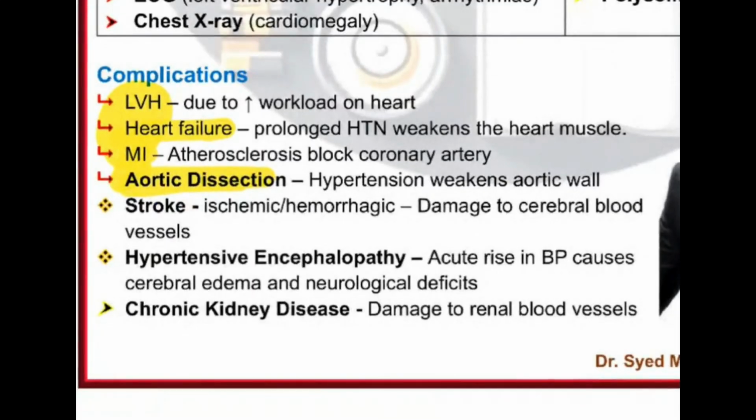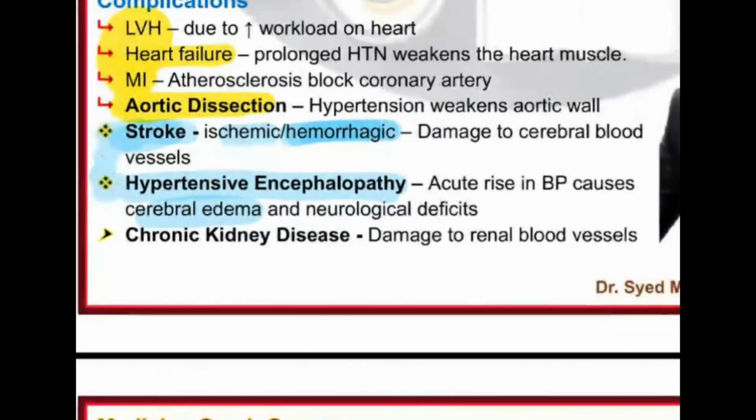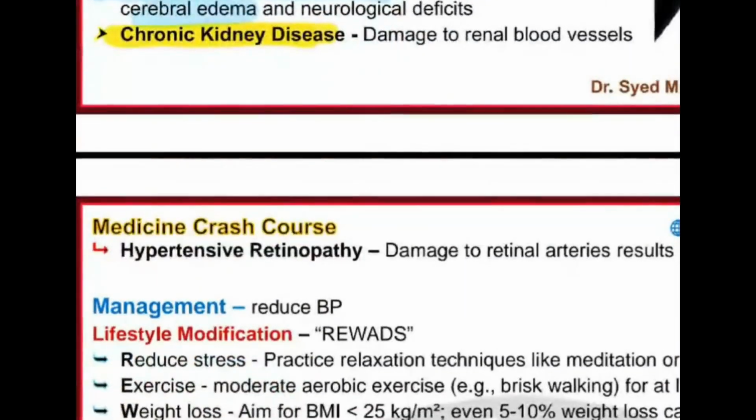Then we have in the CNS, stroke and hypertensive encephalopathy can occur. What is stroke? Stroke means cerebral arteries will rupture, leading to hemorrhage, or they get blocked, causing ischemia, damage to cerebral blood vessels. Encephalopathy, why? Because of acute rise in BP, because of edema. And then kidney problem. Why kidney problem, sir? Because forceful hitting of renal arteries will make their walls very weak, leading to chronic kidney disease. Okay. And then hypertensive retinopathy.